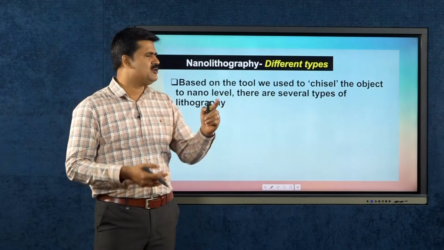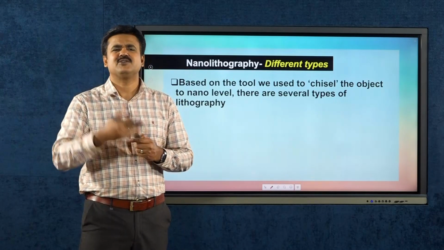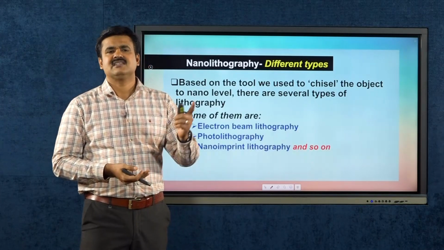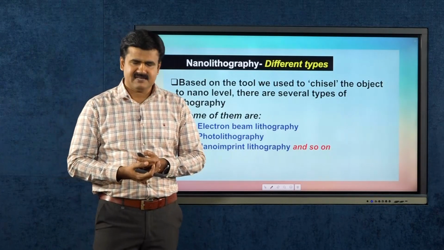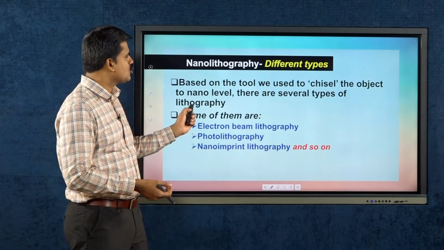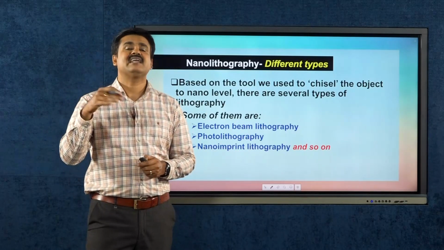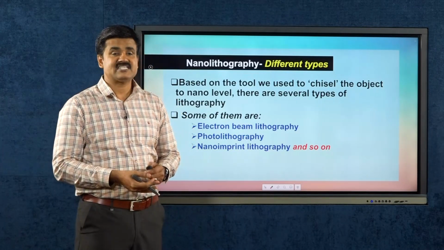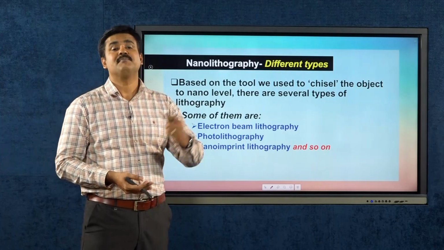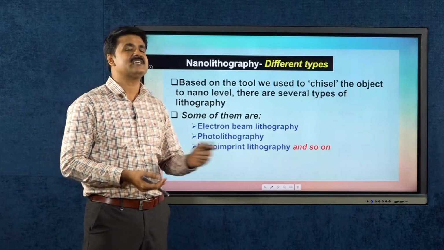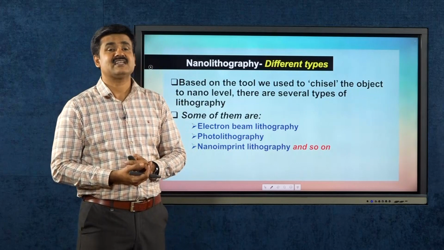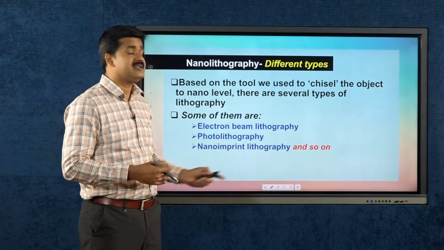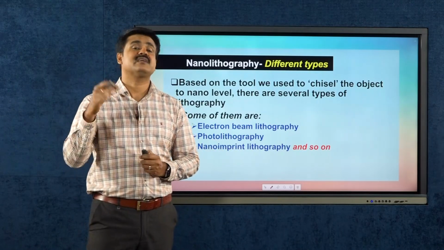Based on the tool we use to chisel or break the object into nano level, there are several types of lithography. Some important lithographic techniques are electron beam lithography, where you are using a high energy electron beam, photolithography, where you are using photons, and another modification, nano imprint lithography. These are various classifications of the very important technique, nanolithography. We don't want to consider more details of each and every lithography technique; you can study them in your higher classes.